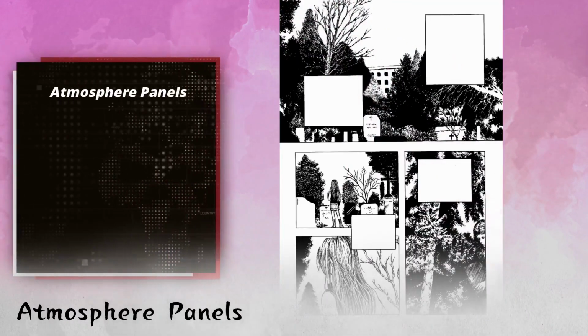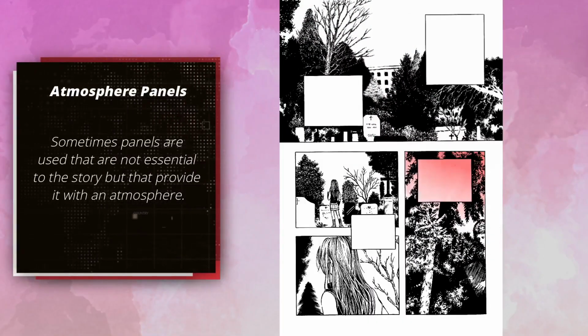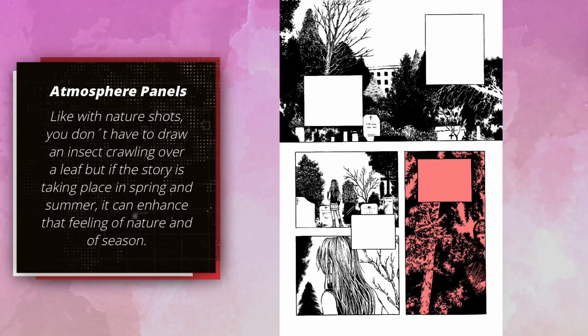Atmosphere panels. Sometimes panels are used that are not essential to the story but that provide it with an atmosphere. Like with nature shots, you don't have to draw an insect crawling over a leaf, but if the story is taking place in spring and summer, it can enhance that feeling of nature and of season.